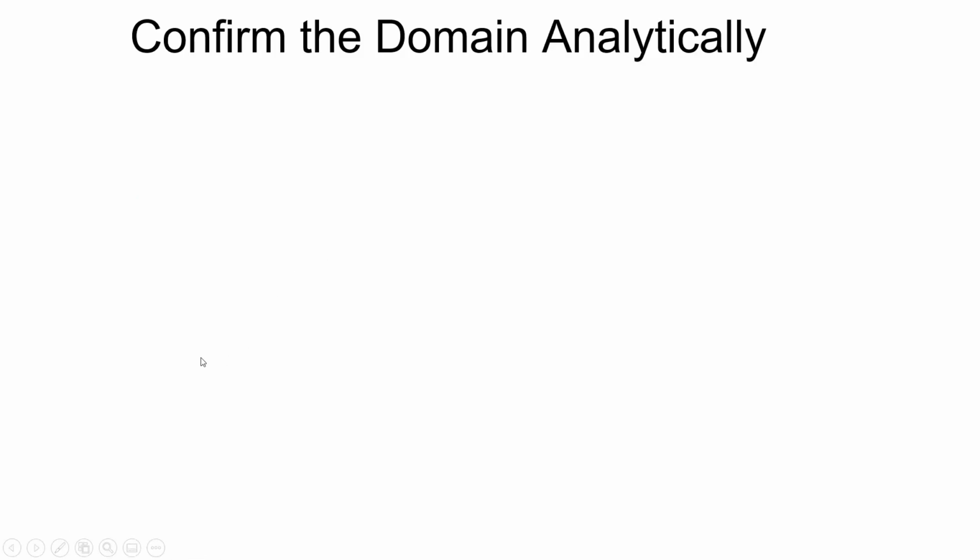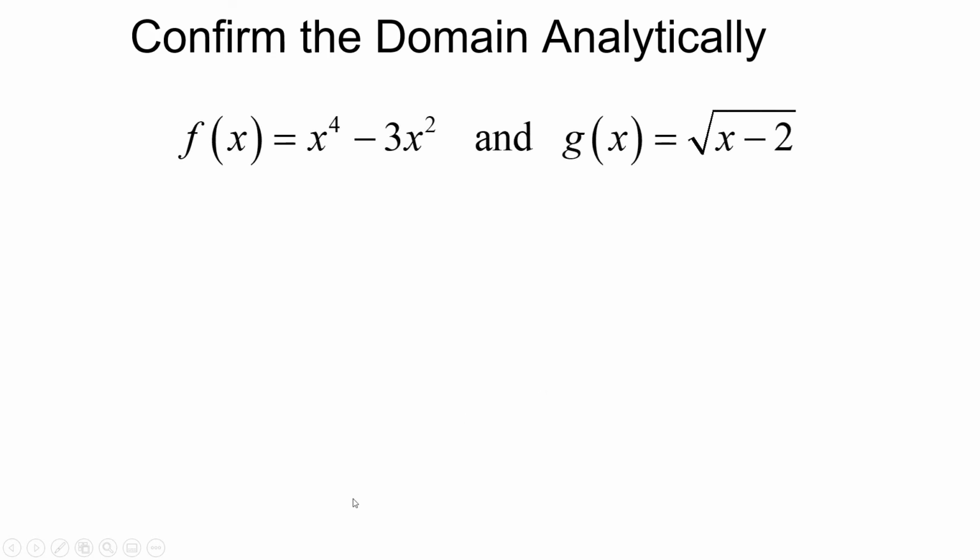Okay, let's go ahead and confirm the previous domain analytically, because what if our calculator's not handy? Well, personally, I think this is easier than using the technology. You just need to understand the concept: the domain of f composed with g of x means any x has to be in the domain of g, and then any output g of x has to be in the domain of f.